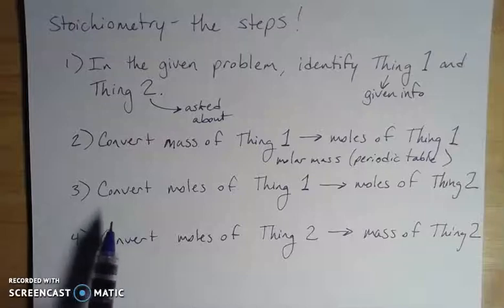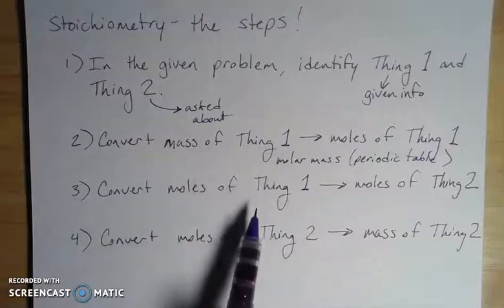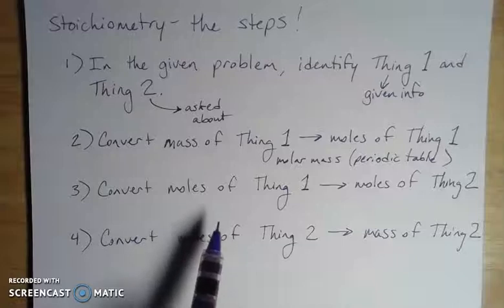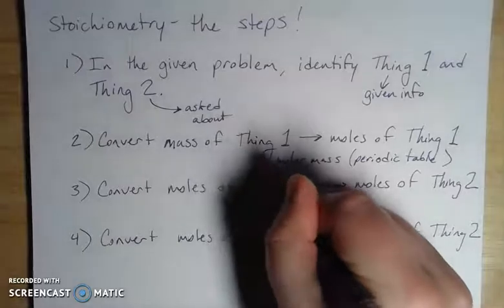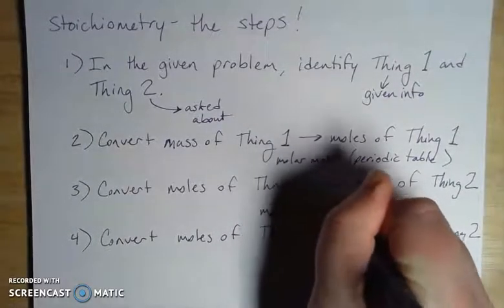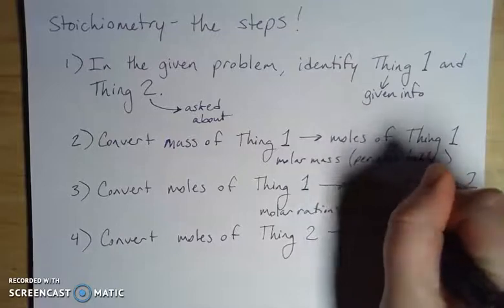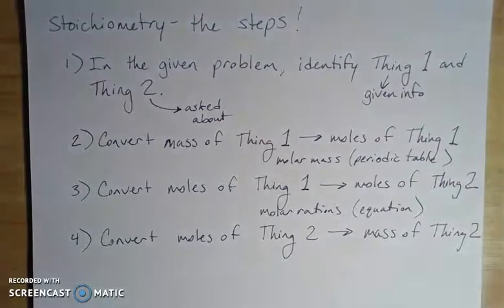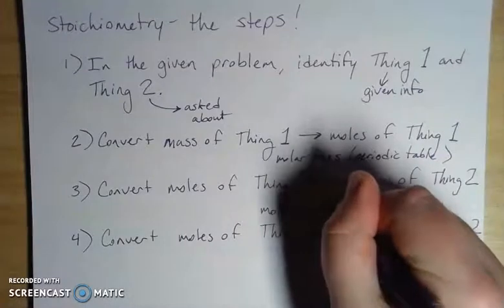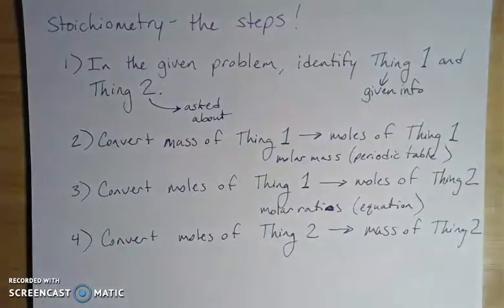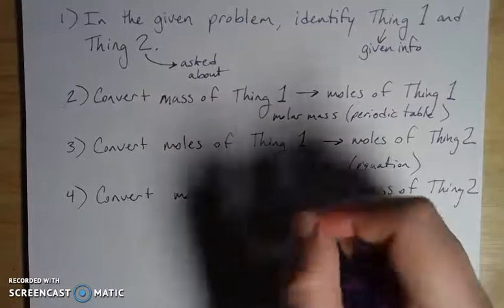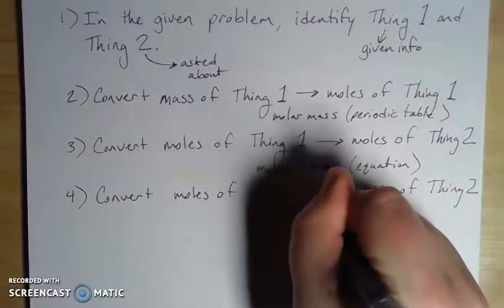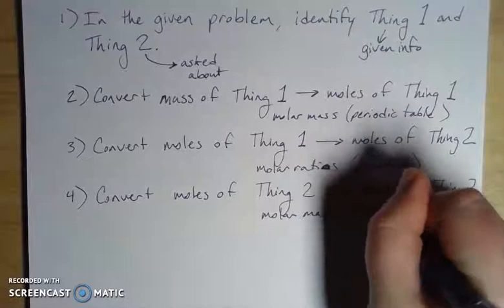Now we can go from moles of thing 1, so we got to that part in step 2, moles of thing 1 to moles of thing 2. And we can do that using the molar ratios that we get from the balanced chemical equation, again something that was given to us. So the molar ratios that we get from the equation are going to get us from thing 1 to thing 2. And then we can go from moles of thing 2 to mass of thing 2, again using the molar mass, which comes from the periodic table.